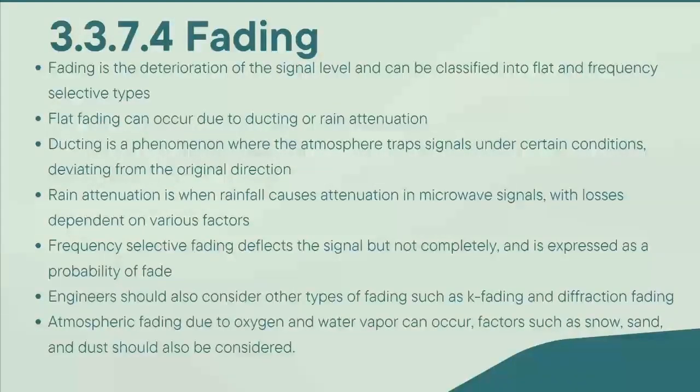So the other kind of fading is selective fading. Frequency selective fading affects the signal but not completely. It is expressed as a probability of fade. And engineers should also consider other types of fading such as K fading and diffraction fading. Atmospheric fading due to oxygen and vapor can also occur, and other factors related to natural phenomena such as snow, sun and dust should also be considered.